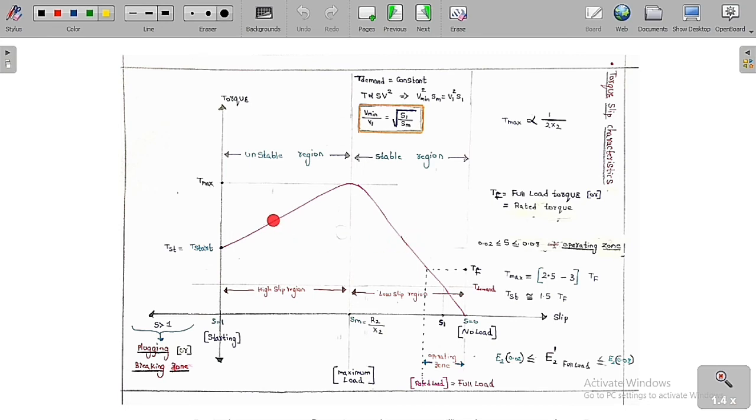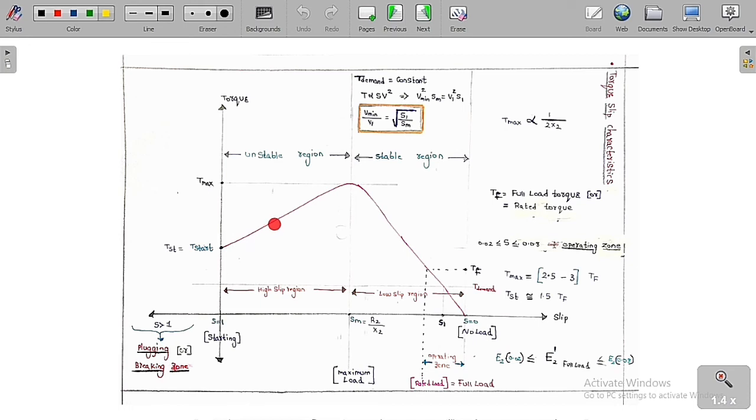But here it is reverse. Suppose you take any point here, and suddenly the load is increased, then what is going to happen? If load is increased, the speed will decrease, so slip will increase. Slip increases means the point will go further. Again torque is reduced, which means again speed will decrease. So same thing, you are going to get an unstable region.